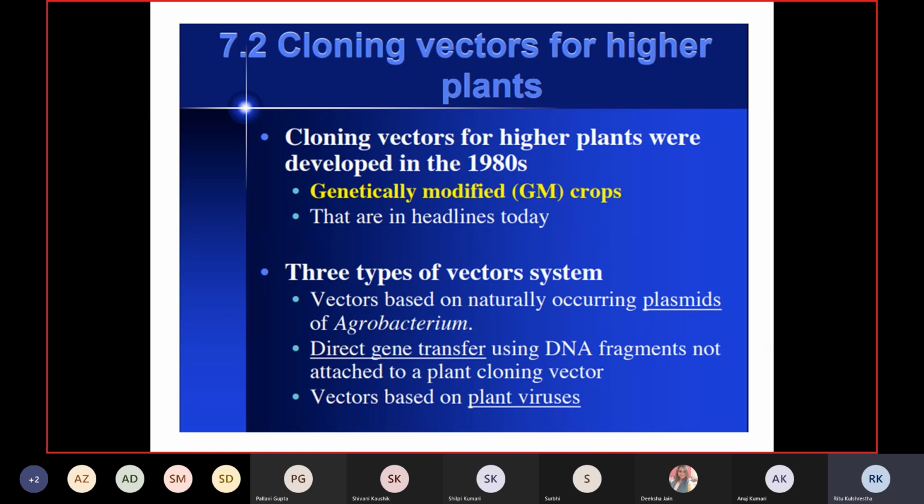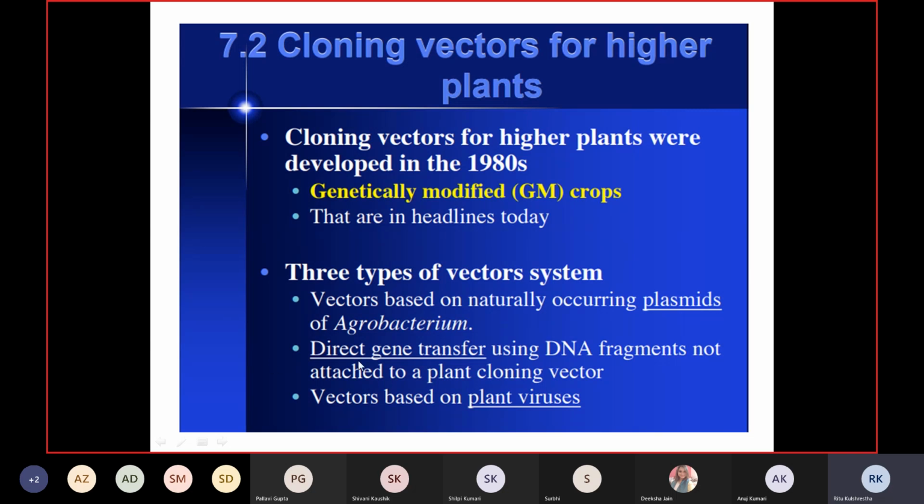For basic understanding purposes, if you want to know the function of any gene, then you have to either overexpress it or knock it down. So for those purposes also you have to make transgenic plants. In all these scenarios, what you finally want to do is introduce your gene of interest into the plants. This can be done through cloning vectors, and there are three ways by which a gene of interest can be transferred to plants. One is through agrobacterium.